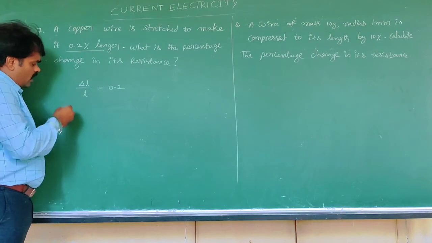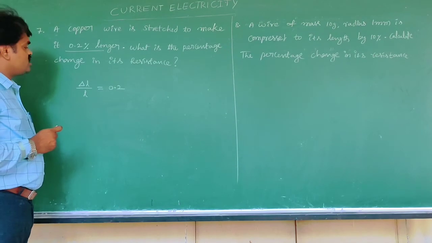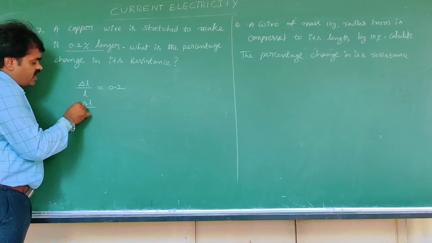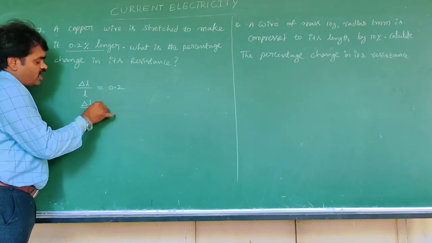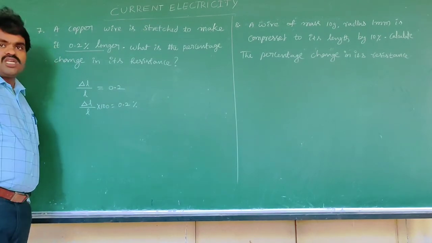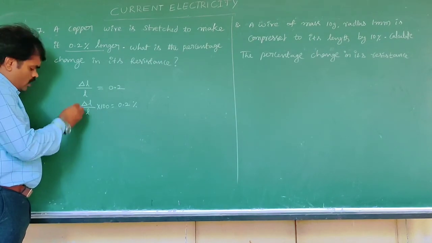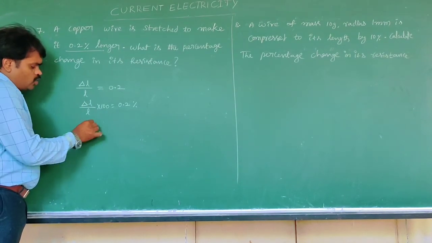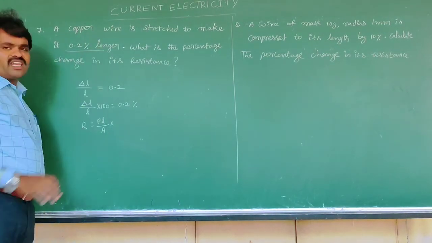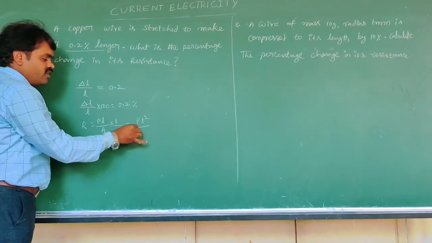Here, what are they asking about? The percentage change in resistance. The percentage change in length is delta L by L into 100, which is equal to the given 0.2%. Now here, R is equal to rho L by A. Since the question is in terms of length, we operate with L by L, and we get rho L square by V.